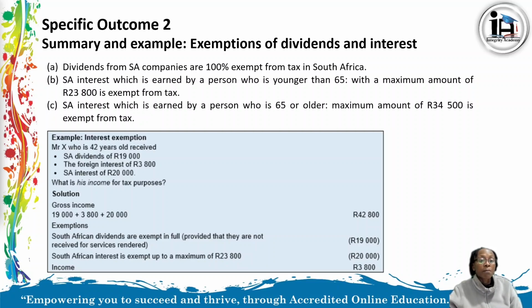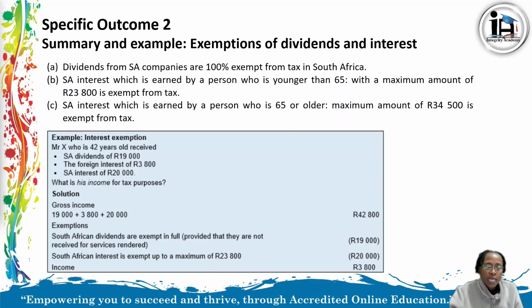Let's look at this example on interest exemption. Mr. X, who is 42 years old, received SA dividends of 19,000, foreign interest of 3,800, and SA interest of 20,000. What is his income for tax purposes? The solution: gross income will be all the SA dividends of 19,000, the foreign interest of 3,800, and the SA interest, and then less the exemptions.